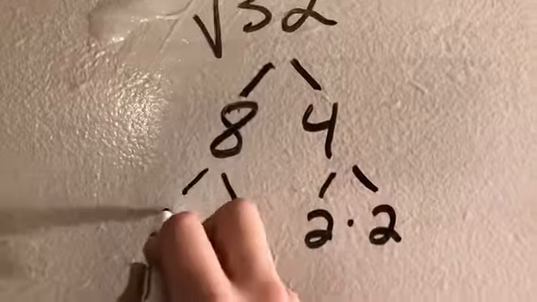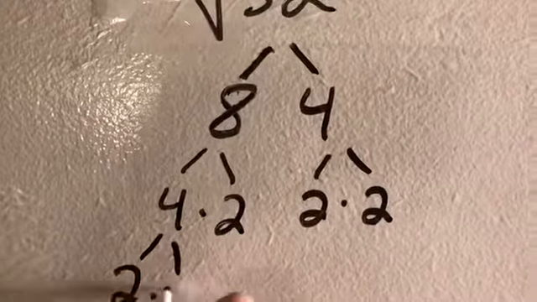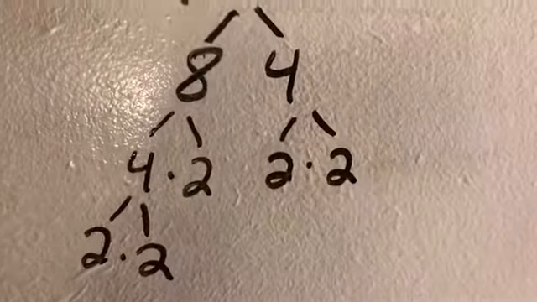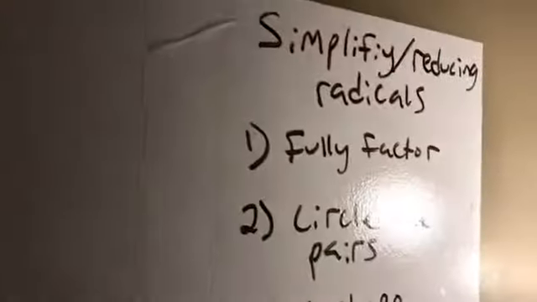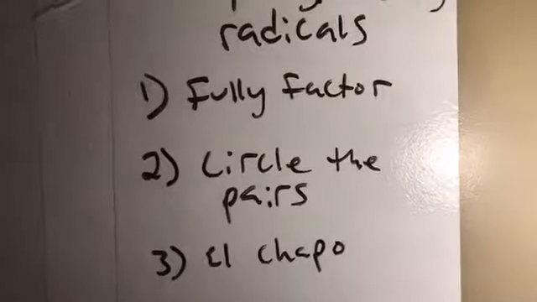I know that 8 can go into 4 times 2. And I know this 4 can go into 2 times 2. So now if I look at the bottom of the tree, I can't break anything down, okay? So now I have successfully done my first step. I have fully factored it. Now I need to circle the pairs at the bottom of the tree.